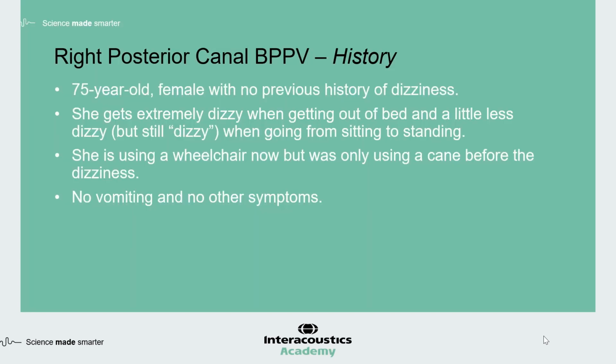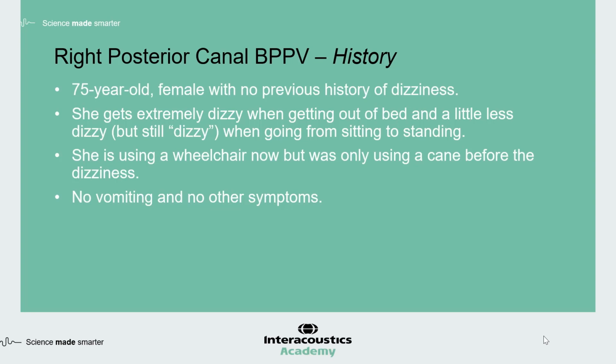The first patient is a 75-year-old female with no previous history of dizziness. She complains of getting dizzy when she's getting out of bed and also when she goes from sitting to standing. She feels like the dizziness is stronger when she goes from getting out of bed to standing up than when she goes from sitting to standing up. Either way, she's feeling very insecure. She's afraid that she's going to fall, so she's now in a wheelchair where she used to be able to walk with a cane before.